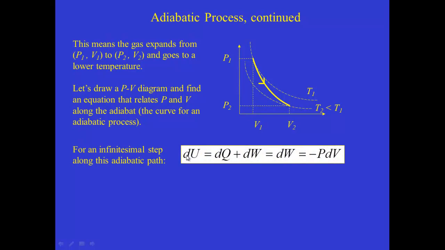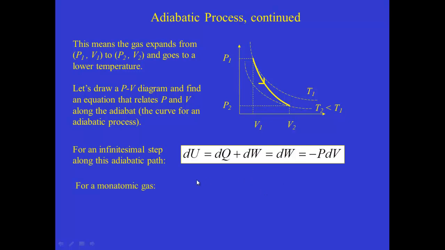And for that step, we'll say that the internal energy changes by an amount dU, and that's equal to a heat transfer dQ and a tiny amount of work dW. But for an adiabatic process, Q never changes, so dQ is zero. That means dU is dW, and from our previous discussion, when we talked about pressure, volume, work, we know that dW is minus PdV. The minus sign is there because if the volume goes up, that means negative work is being done on the gas.